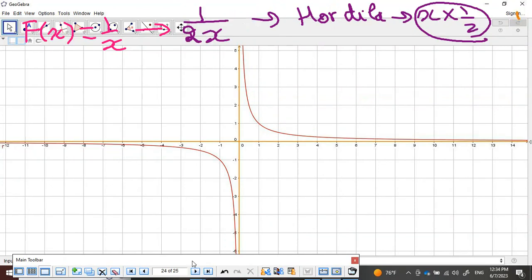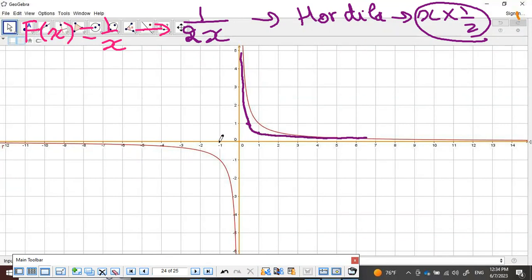Now, if I want to do 1 over 2x, here we call it horizontal dilation. Horizontal dilation means I need to multiply x by half. It means it's going to be smaller. So x of 1 is going to be half. So this point (1, 1) is going to be here. (2, 1/2) will be (1, 1/2). So this one is going to be here. So the function here, this part is going to go like this, and also continue with the horizontal asymptote.